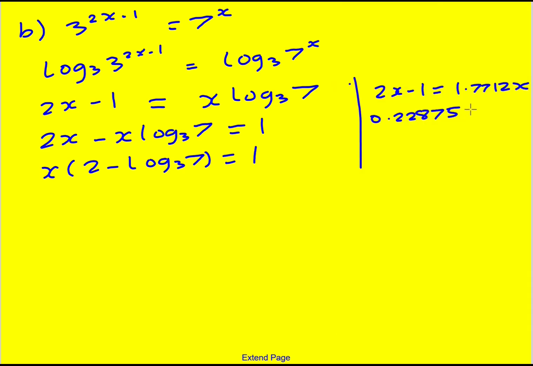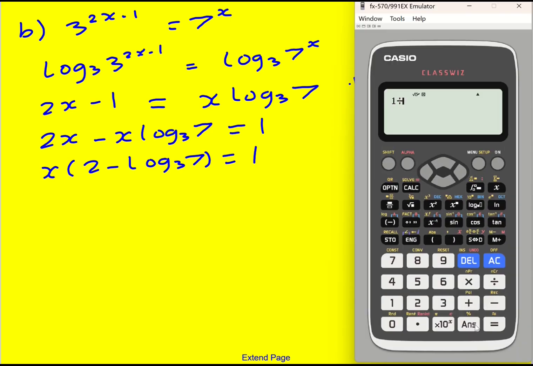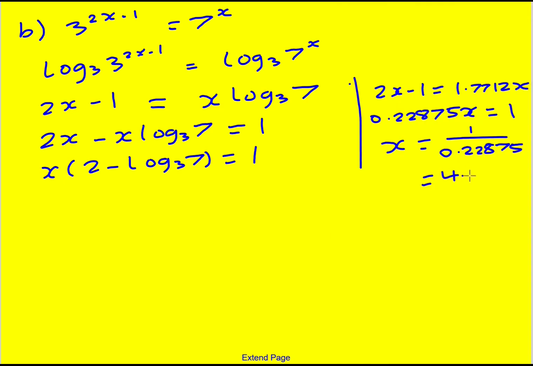Okay, and then that's the number of x, and that equals 1. So we're kind of doing the same sort of thing you would do if that was just an x, you would minus x and add 1 or something along these lines, and then x is going to be 1 over 0.22875. One over answer, 4.37.